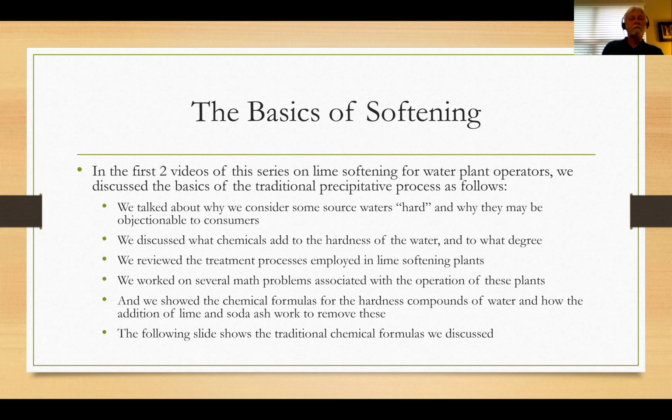We provided a line diagram of a water treatment plant. We provided some actual problems and worked on those. We showed the chemical formulas for the hardness compounds of water and how the addition of lime and soda ash work to remove some of these. And the following slides, of course, are some of these traditional formulas. I want to go over them one more time, even though we covered them at length in the first two videos.